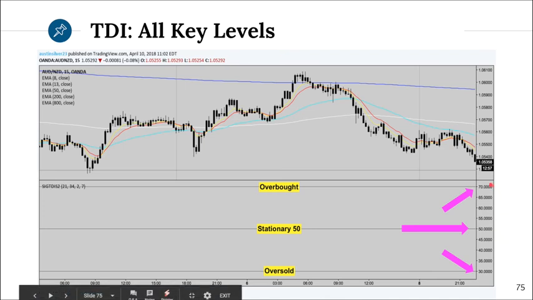Putting everything together, you can see here, we have the overbought, we have the stationary 50, and we have oversold. Those are your three key levels. You throw the RSI in there, you throw the two moving averages in there, and that is the TDI as a whole.